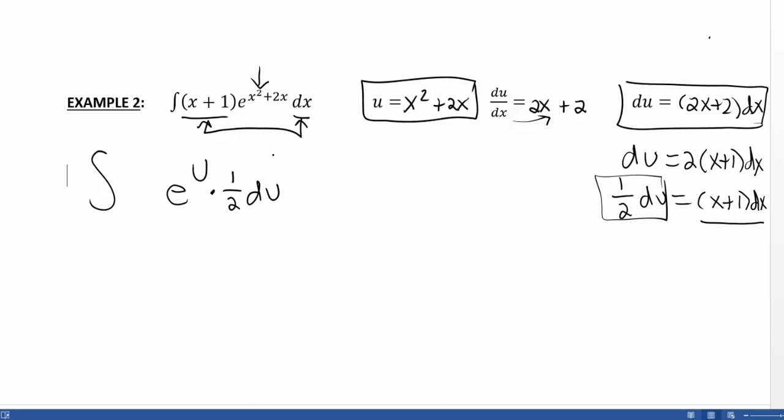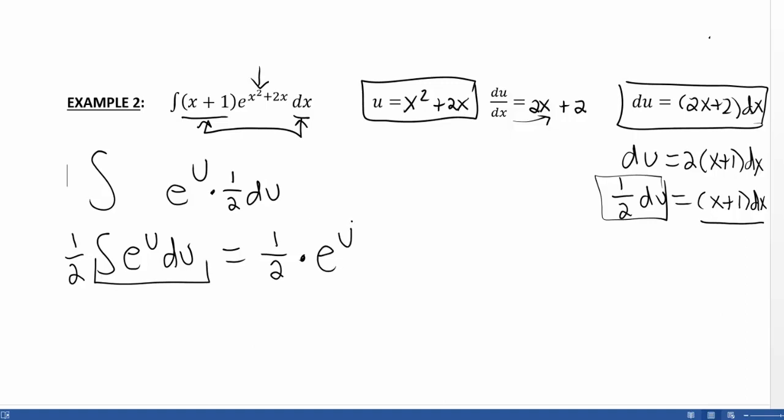Now, our constant multiple rule said that if you have a constant, it's going to multiply the derivative of your function. I like to pull my constants in front. So I'm going to put the 1/2 in front, and I'm going to do this in 2 steps just so you can see. This means that my constant 1/2 is going to multiply the antiderivative of e to the u du. Well, the antiderivative of e to the u is e to the u. I don't want my final answer to have a u in it. So instead, I'm going to substitute back in what u represented, which was x squared plus 2x. And so now I have my final answer.